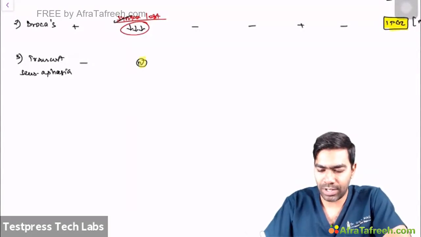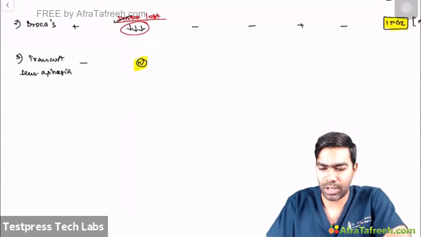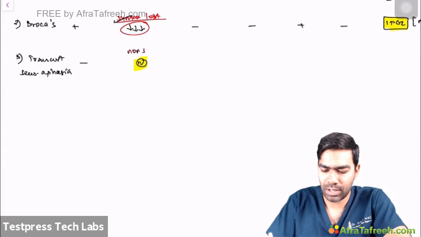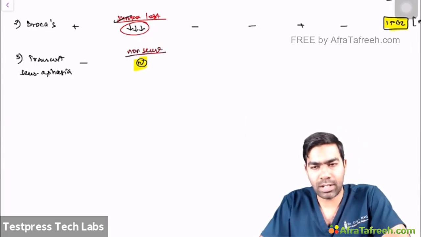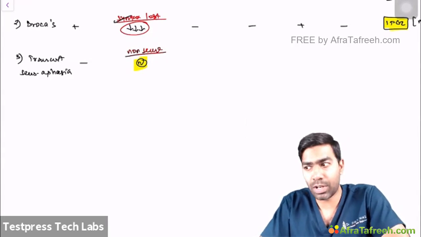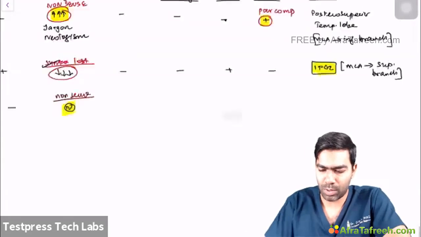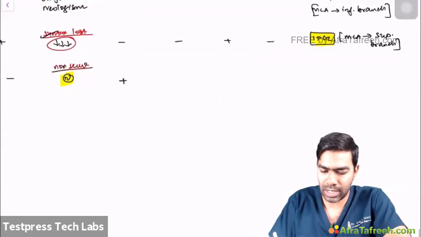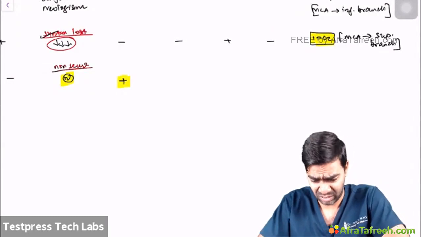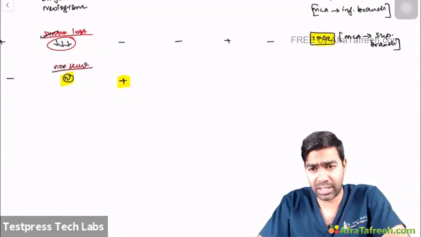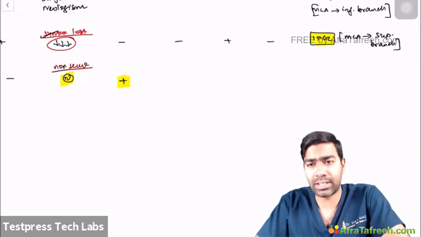Even if it is normal, the comprehension will be lost, and whatever they speak will be absolute nonsense. Clear? They will not make any sense at all. But the fluency and word output will not be impaired like Wernicke's; it will be normal here. You can understand that. Then what about the repetition? Repetition will be intact. This is a very important feature of a transcortical aphasia, because many students might ask, how can a person repeat if they don't understand what I'm trying to tell? The same question can come here.